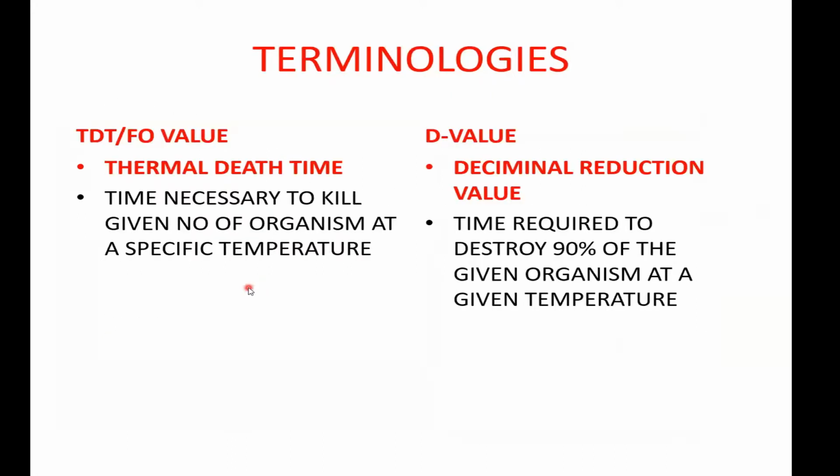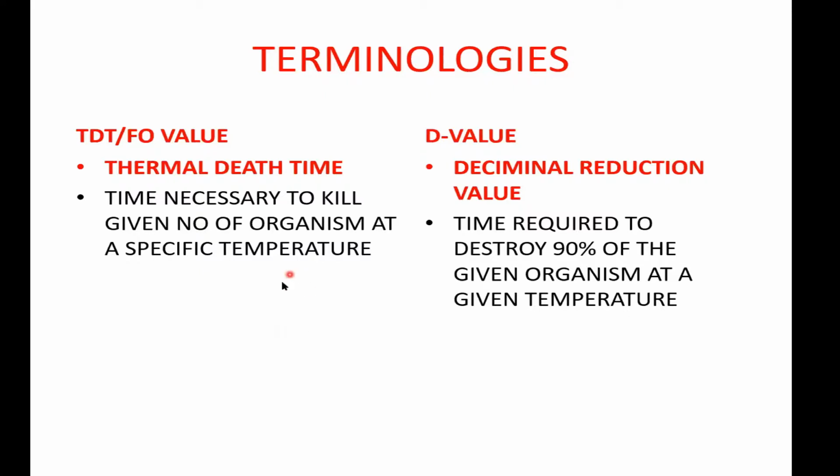Now some terminologies you have to know. One is thermal death time: the time necessary to kill a given number of organisms at a specific temperature. This will be discussed in detail in the coming class on retorting. Just for your introduction, we take a specific bacterium and inoculate it into the food material or media, keep it at a specific temperature, and see how many bacteria grow. Suppose we inoculate 100 colonies, a known quantity obtained from labs.